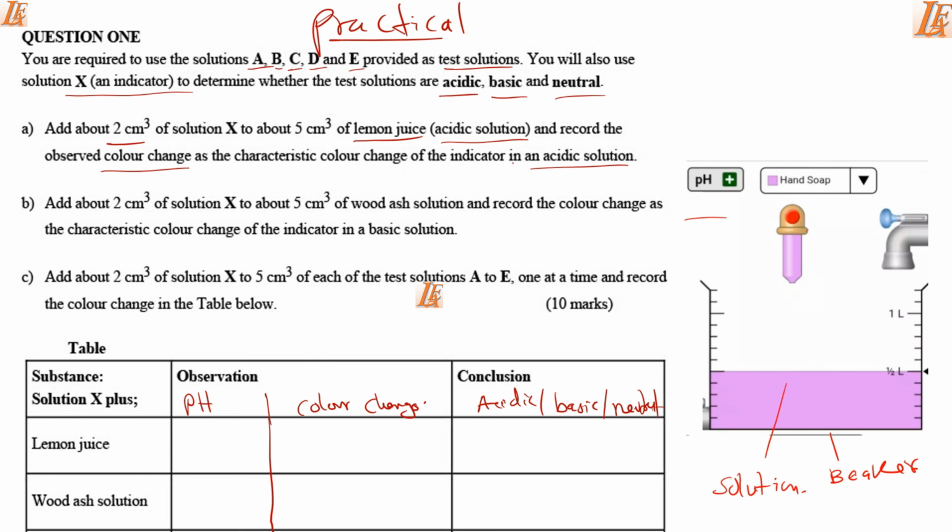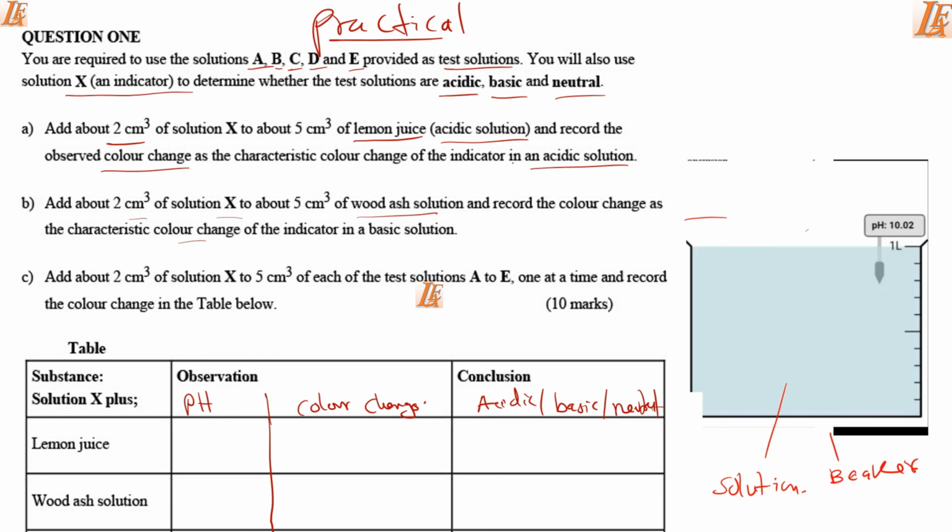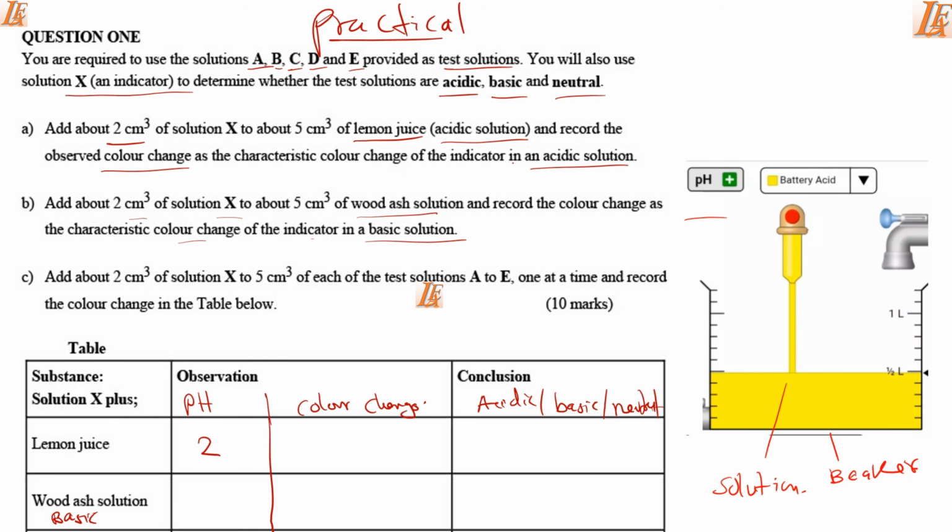Another thing that you are given: you add 2 cubic centimeters of solution X to about 5 cubic centimeters of wood ash solution, and record the color change as the characteristic color change of the indicator in basic solution. You are told this wood ash is basic. So you are expected to tell us what happens, or what the pH is. Like in the acidic case, we can indicate pH 2, because we know acids have a pH of below 7. The color change for lemon juice will be red, and it will be acidic. This is what we will be expected to do.